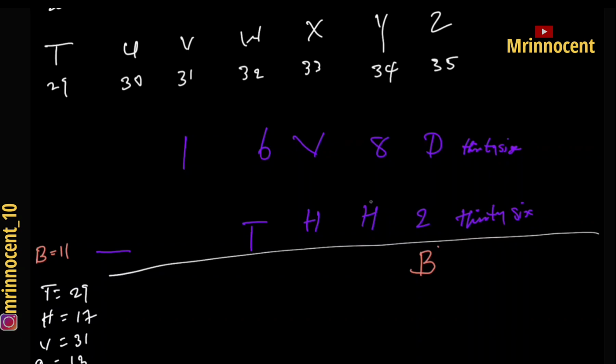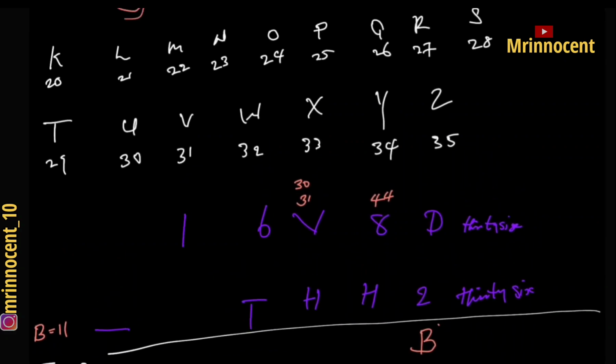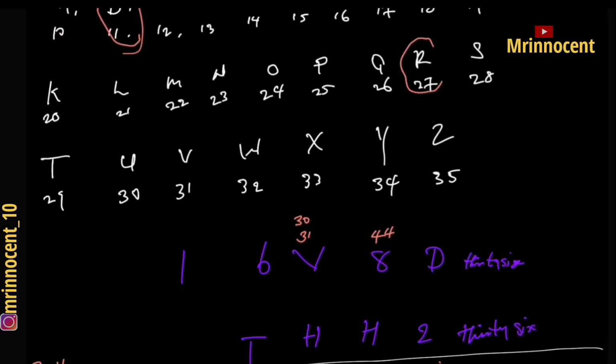8 minus 17 cannot go, so you borrow 1 here. This one is 31. You borrow 1 here, leaving 30. Come here: 1 here is 36. 36 plus 8 is 44. 44 minus 17 is 27, and our 27 is R.